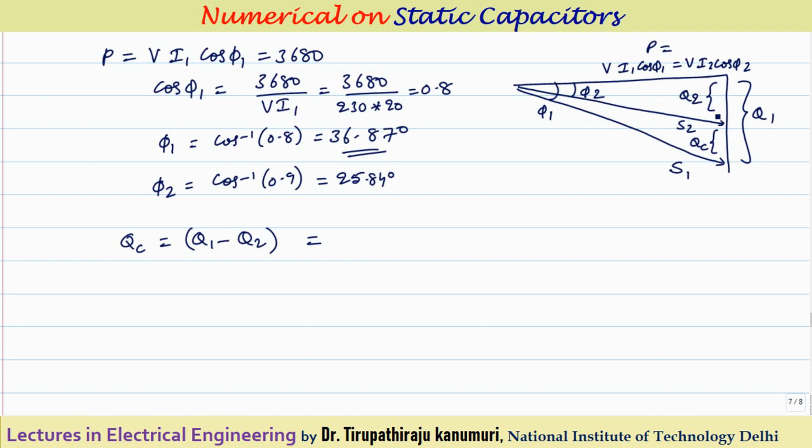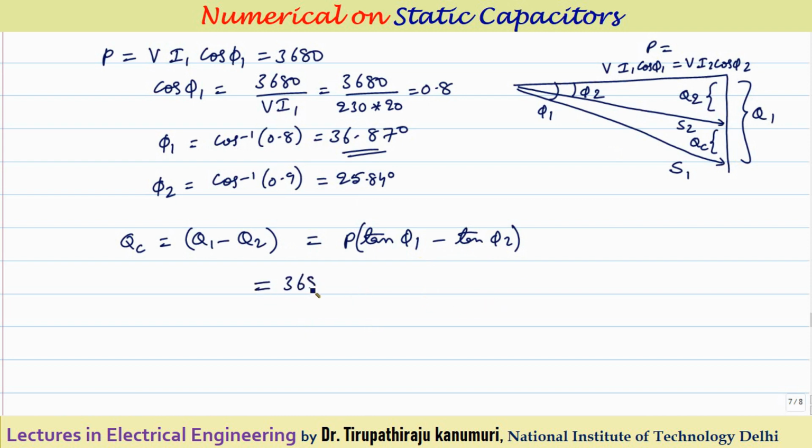So because tan phi is opposite by adjacent, we can tell that the value QC will be equal to P tan phi. So that I am calculating. This will be P into tan phi 1, that is equal to Q1. Similarly Q2 is equal to P tan phi 2. So I am writing tan phi 2, and P I am taking common outside. Getting it?